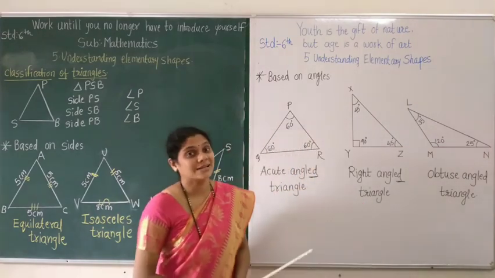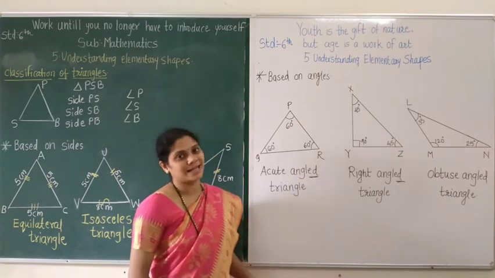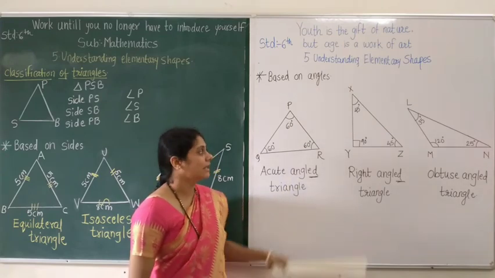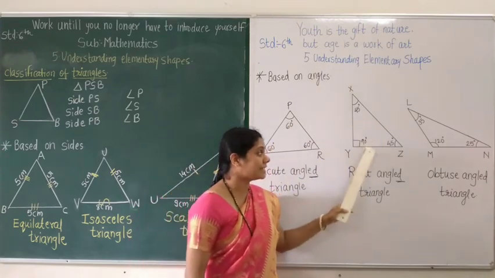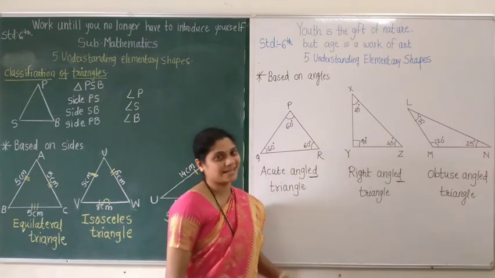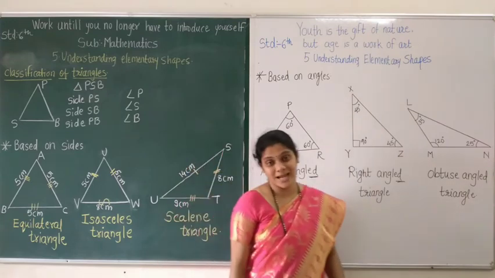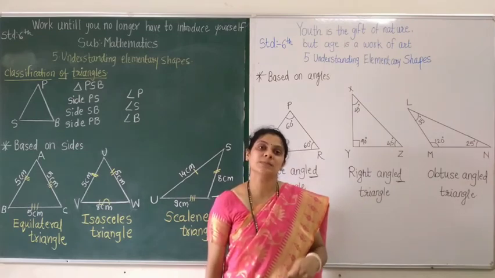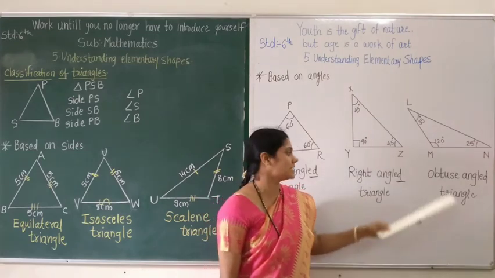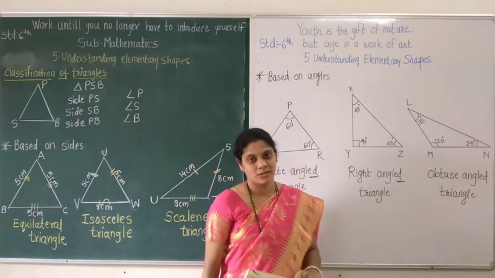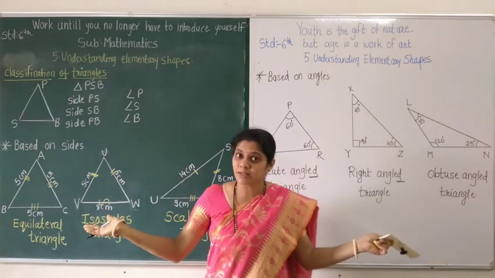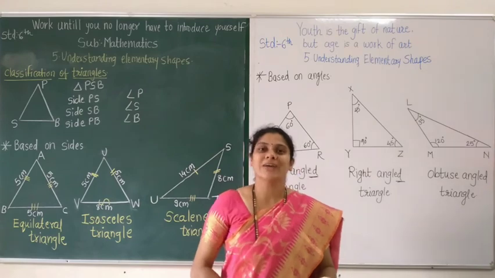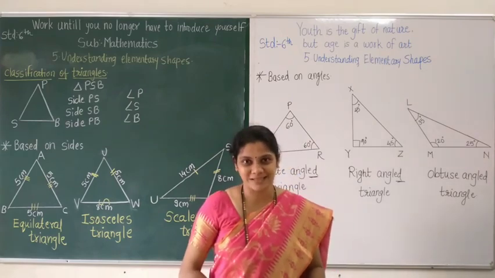If a triangle has an acute angle, that means it is an acute angle triangle. If any triangle has an exact 90-degree angle, then it is a right angle triangle. And if a triangle has an obtuse angle, which measures more than 90 degrees, that means it is an obtuse angle triangle. So dear students, with the help of this information, we are going to solve exercise 5.6.